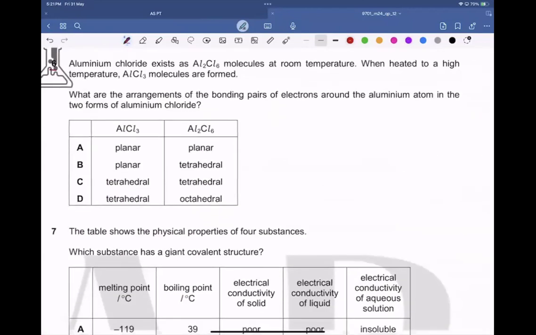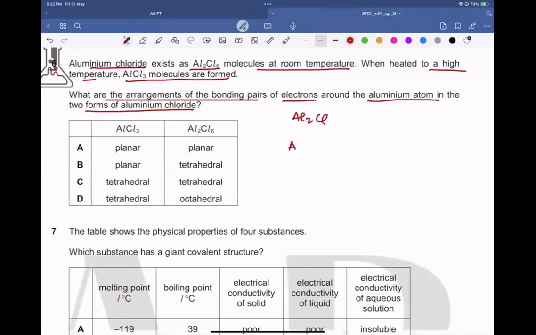Now question number 6. Aluminium chloride exists as Al2Cl6 molecules at room temperature. When heated to a high temperature, AlCl3 molecules are formed. What is the arrangement of the bonding pairs of electrons around the aluminium atom in the 2 forms of aluminium chloride? Okay, they are talking about the aluminium chloride molecule. So Al2Cl6, if you draw it, it is going to be like this. One chlorine, second chlorine, third chlorine. And over here there are two dative bonds, and it's Al2Cl6.